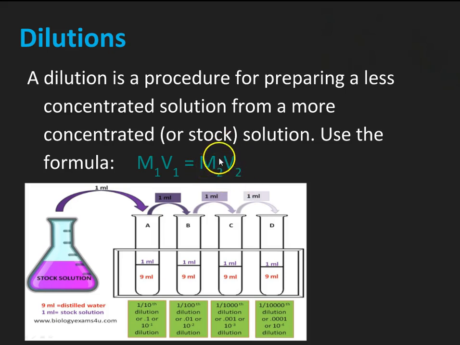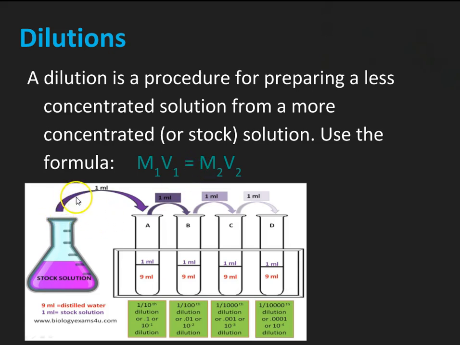our final volume multiplied. Now, if you think about the units here, this is moles per liter, and this is liters. If you multiply them, what are you left with? The number of moles. So what this is saying is the moles before you dilute something is the same as the moles after you dilute something. And that's actually why this formula works.